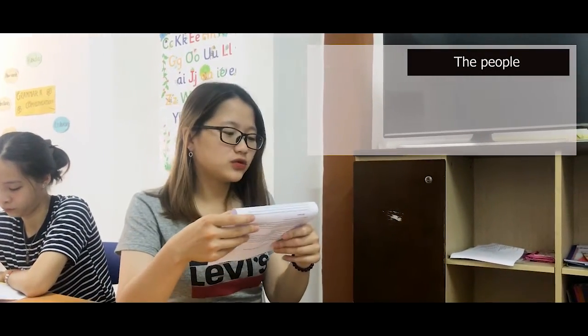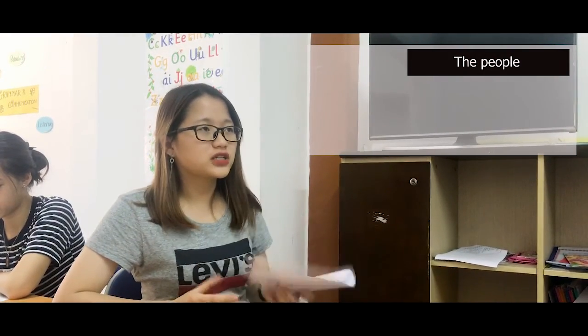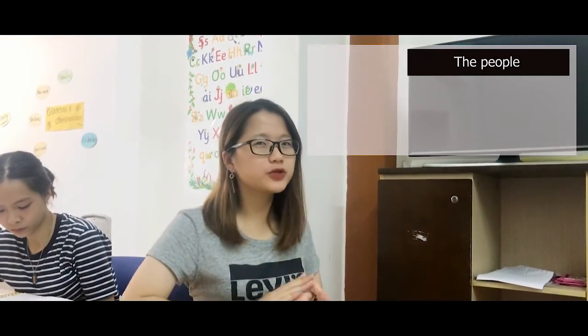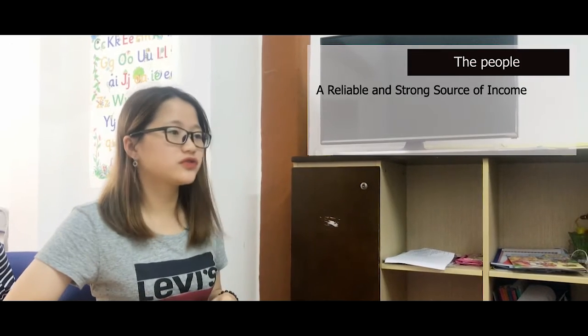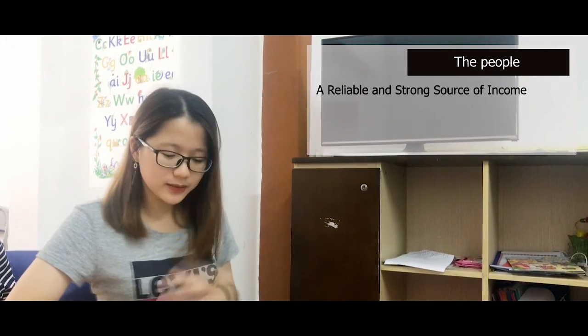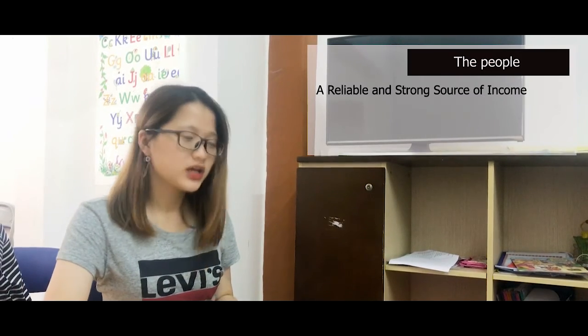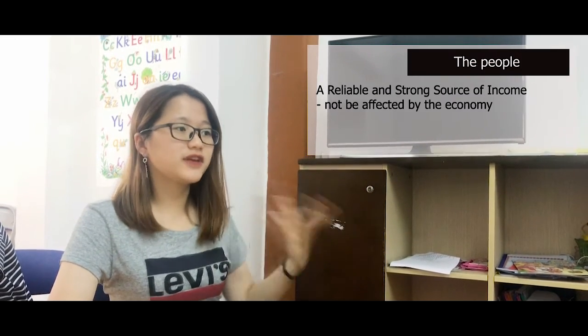Now let's move to the second one, which is the people. So we see that the economy has learned something about the crash, and so have the people, right? Because they're the traders. So the second part is what the people can learn about the 1929 stock market crash. In my opinion, what people should learn from the crash of 1929 is that they should prepare themselves for when another crash comes up. The first thing is that they should build and maintain a reliable, strong source of income that will not be affected by the economy.